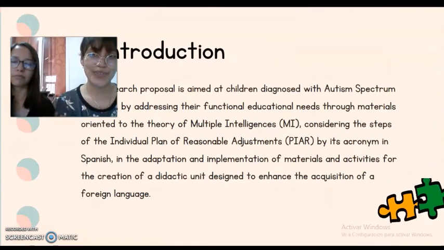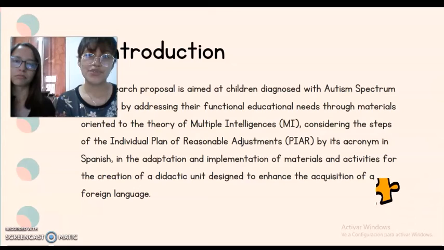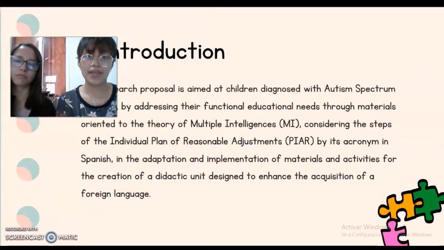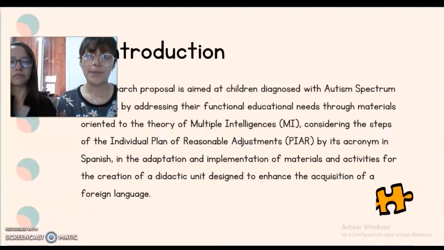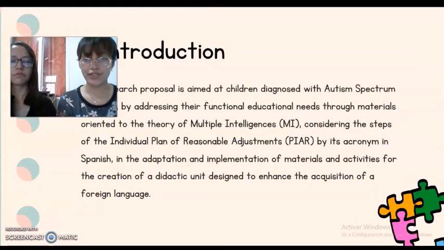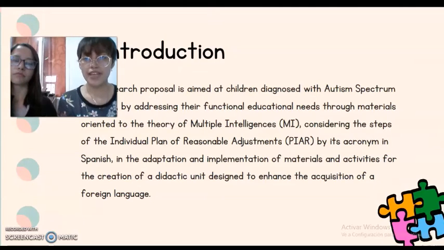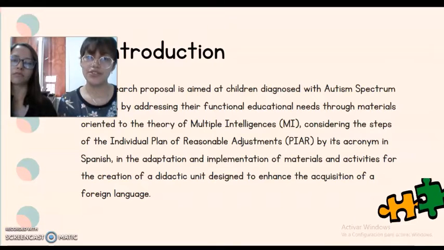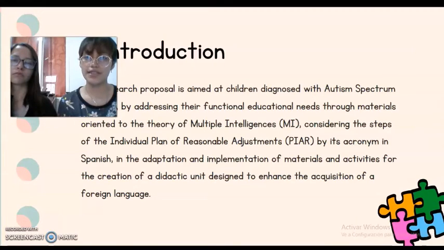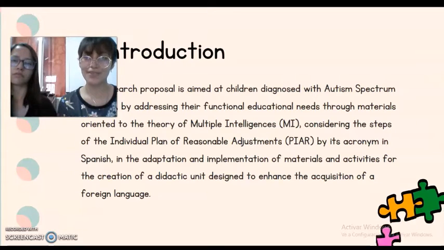Okay, so we're going to start with the introduction. This research proposal is aimed at children diagnosed with autism spectrum disorder. We are going to address their functional educational needs by adapting materials, taking into account the theory of multiple intelligences, and additionally considering the steps of the individual plan of reasonable adjustments.